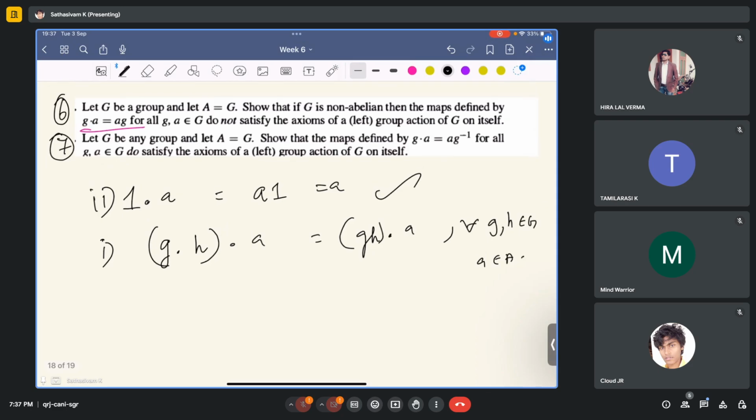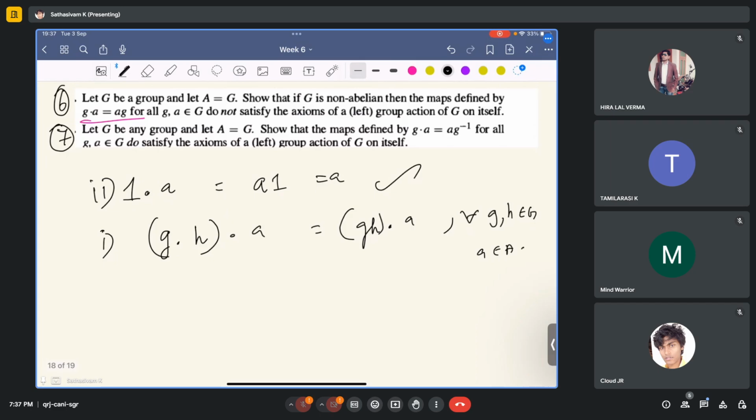Okay, so let's try to compute it. So what is g times h times a? Sorry, g here I am not writing it.